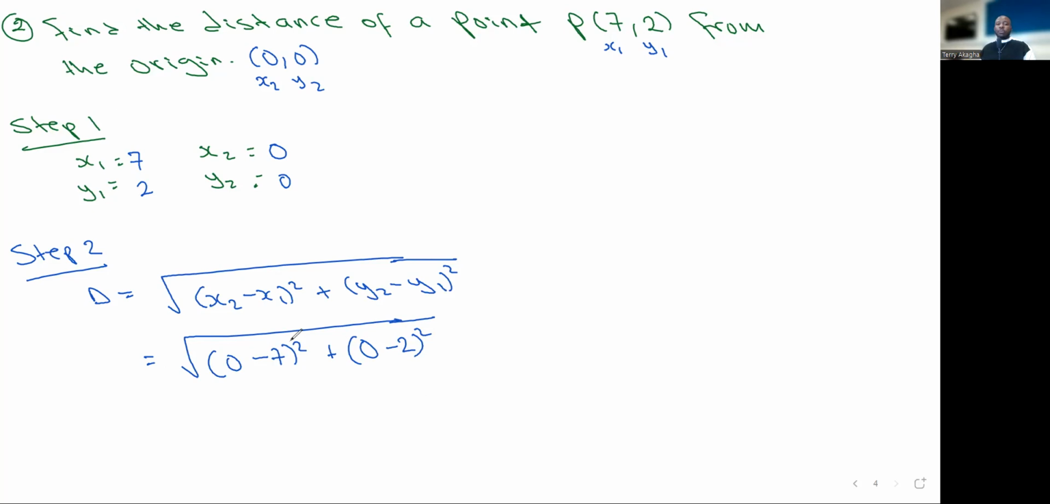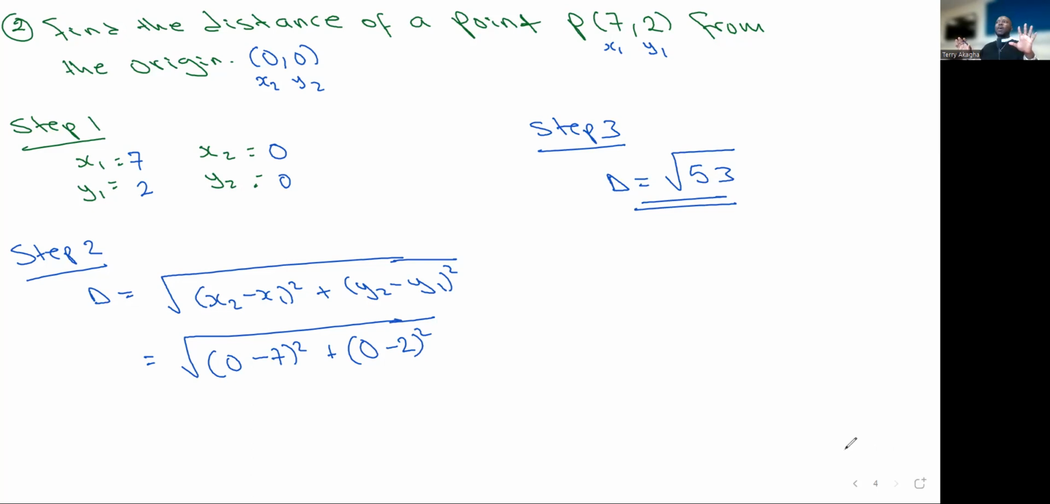All right. Then when you solve this, step 3, you press your calculator for that. So it's going to give you 7 squared plus 2 squared, and that will give you the distance is going to be equal to the square root of 53. And the answer you should get should be the square root of what? 53. So we're going to pick one more example.